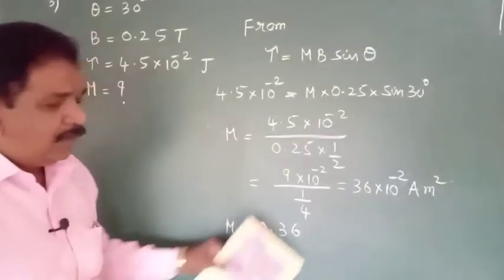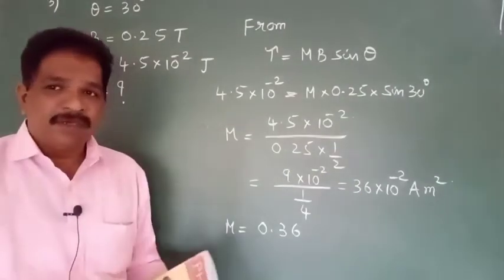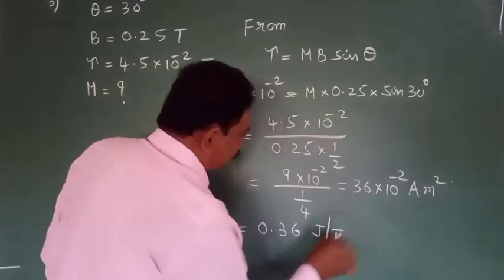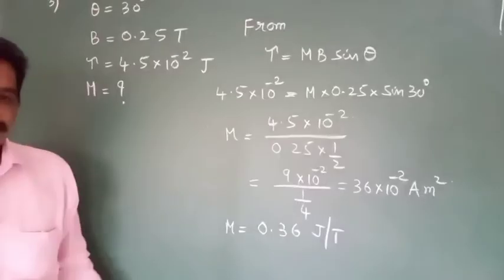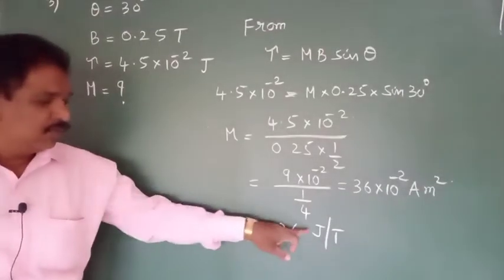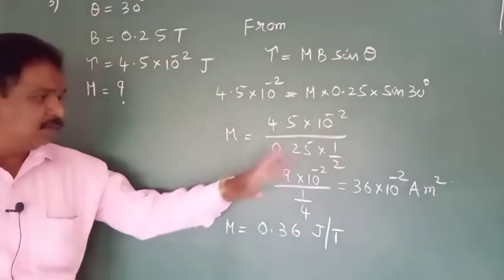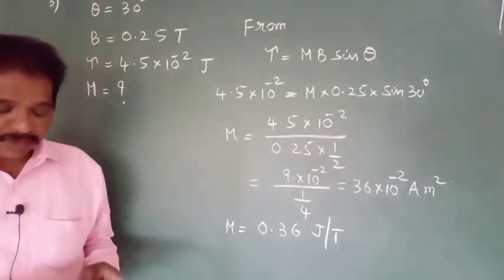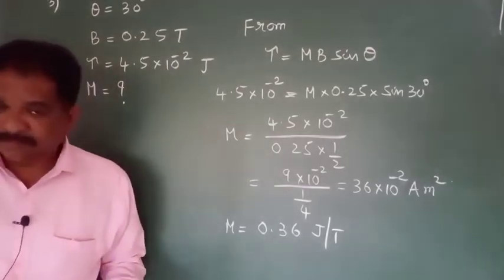0.36. We can use the unit ampere meter square, no problem, or you can use the symbol joule per Tesla. You can use joule per Tesla or ampere meter square. Both units are the same only. So that is the magnetic moment.